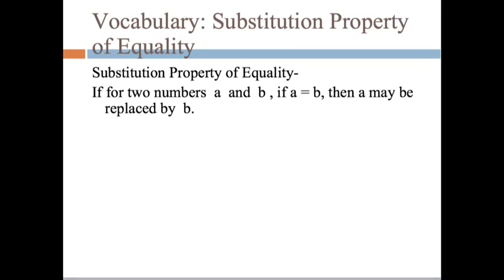This final vocabulary term is not really a vocabulary word, it's a phrase or a property, and we'll be talking about properties in the next section. But there's something called the substitution property of equality, and that reads, for two numbers a and b, if a is equal to b, then a may be replaced by b. Properties in algebra sometimes seem basic and really obvious, but what they do is they give us permission to use techniques to solve problems. So even though this seems really basic, we're going to actually use this property a little bit later. It'll give us permission to evaluate some algebraic expressions.